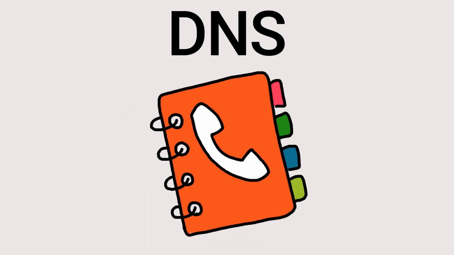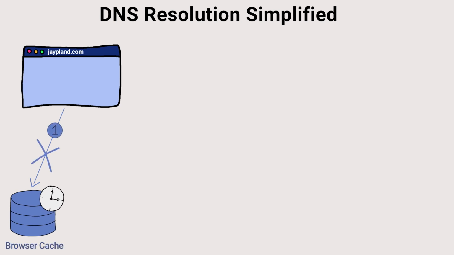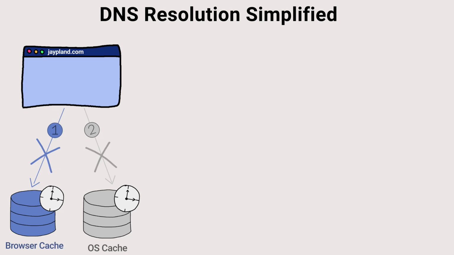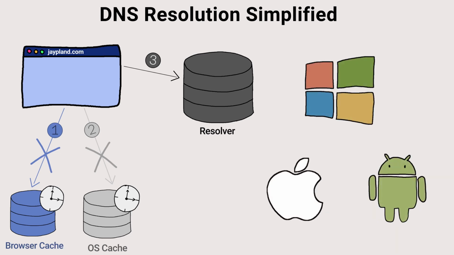Now, how DNS works is a topic on its own and deserves its separate video, but here is the gist of it. When JP clicks on a link, the browser checks its own cache. If the IP is not found, then it will check the operating system cache. If the browser still cannot find the IP address, it will send a DNS query to the DNS resolver specified in the operating system's network settings, which is by default the ISP's DNS resolver.